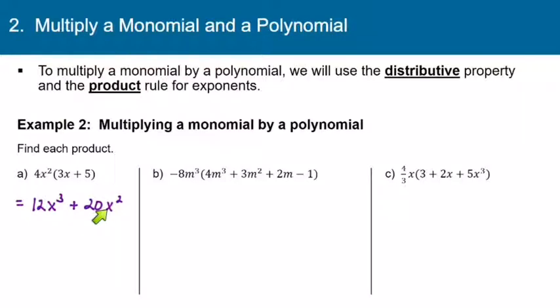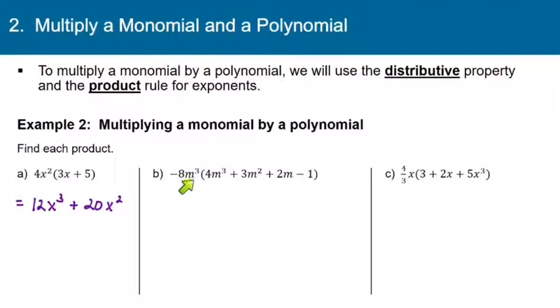Now to do 4x squared times 5, 4 times 5 would be 20, and then times x squared would give us 20x squared. Now, notice that when we first started the problem, the parentheses contained two terms. And after we distributed the 4x squared, our expression still contained two terms. So no matter how many terms you start with in your problem, after you distribute your monomial, you should still have the same number of terms. Now let's look at part B.